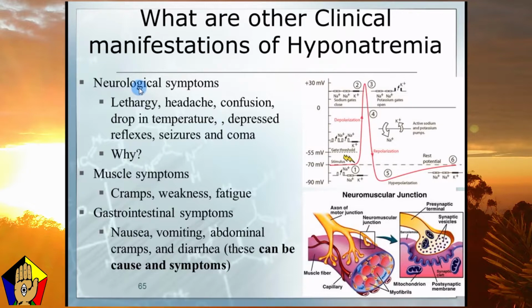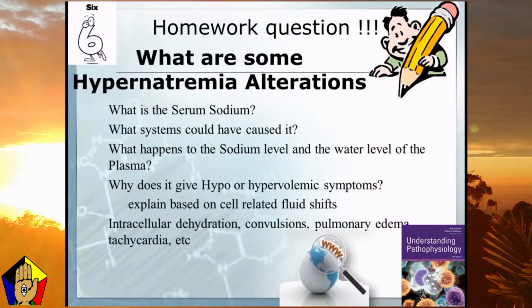But again, when we talked about the organs or the systems that help regulate fluids and electrolytes, just go back and think about them. So what's going on with the neurons? Central nervous system? What's going on with the skeletal system? What's going on with the GI tract? You can think about what's going on with the integumentary system too. Right, so the first question in this set, question number 6 altogether, is what are some hypernatremia alterations?